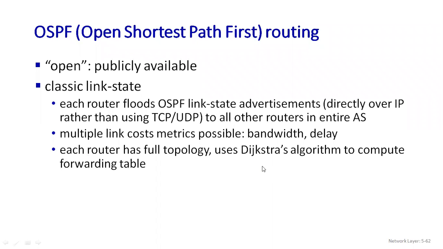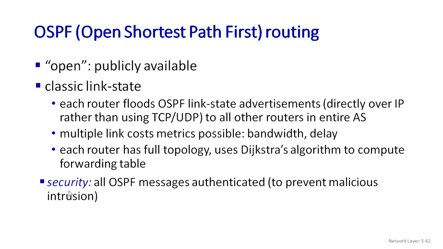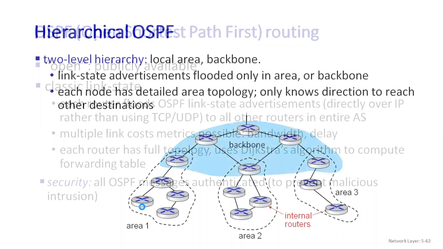Routers will use Dijkstra's algorithm to compute the forwarding table, or maybe they can use the Bellman-Ford algorithm to find the shortest path, because the routers have the full topology concept of the network. And how do you provide security for OSPF? Here, all the messages will be authenticated, because it prevents unauthenticated data from being sent from one source to a destination.